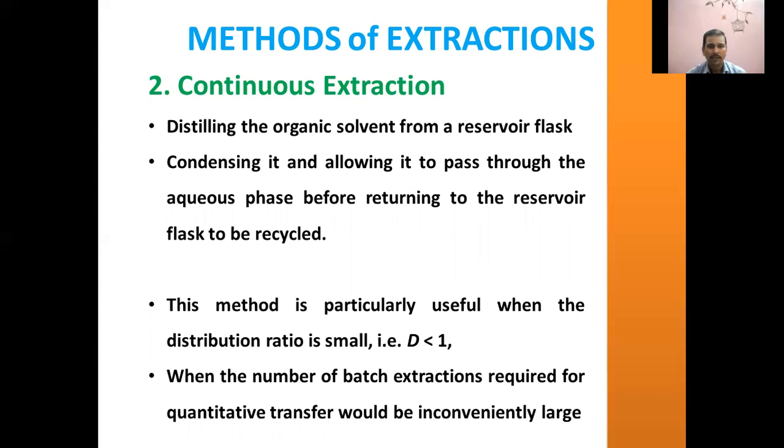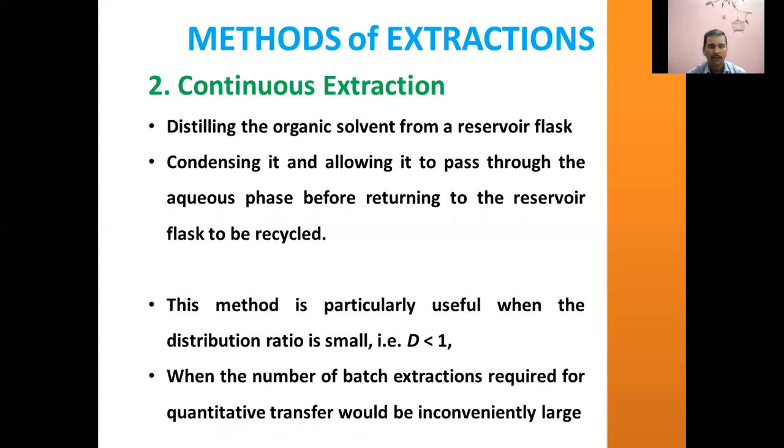Continuous extraction, as the name implies, is a continuous process of extracting the solute from the sample. The sample will be taken in a condenser or an extraction tube. Then the solvent will be taken in the solvent reservoir. The solvent will be heated in order to convert it into vapor, and the vapors of the organic solvent will reach the aqueous sample solution. Then the vapors will be converted into liquid.